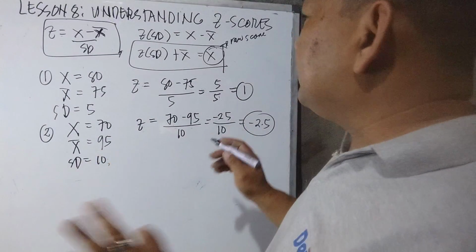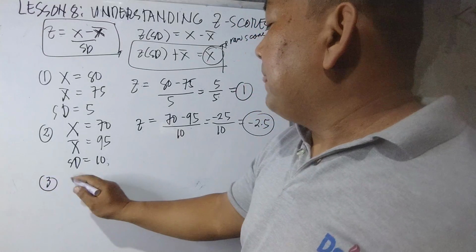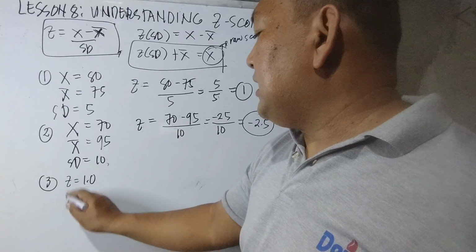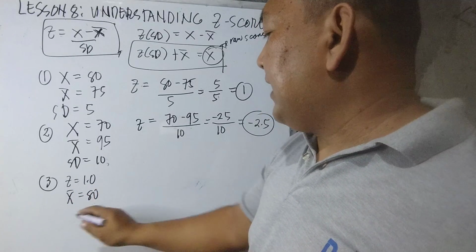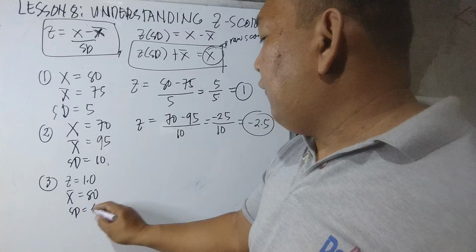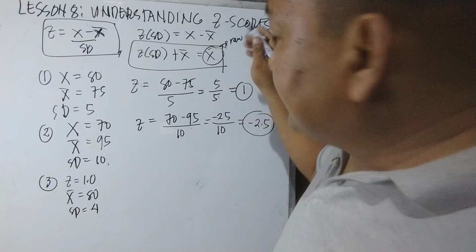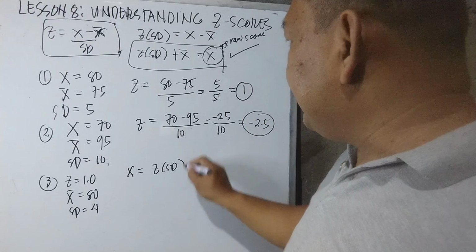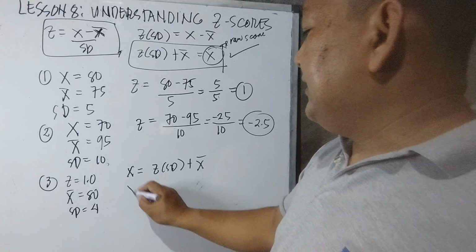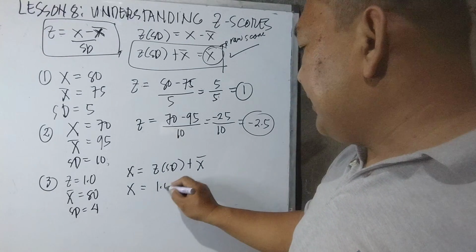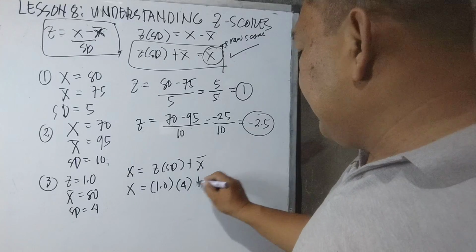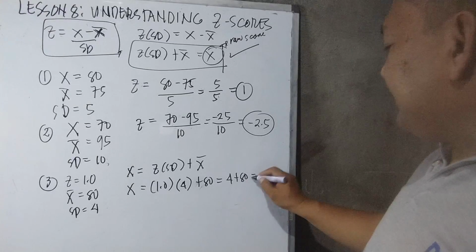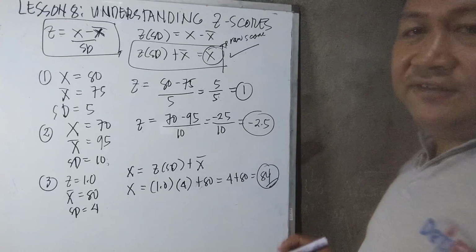What about if we're going to look for the raw score? Say z score is 1.0. Your mean is 80. Okay, and your standard deviation is 4. Okay, so substituting from the given formula, that is x is equal to z times sd plus x bar, or the mean. So raw score is 1.0 times 4 plus 80. That is 1.0 times 4 is 4 plus 80. So the raw score is 84.